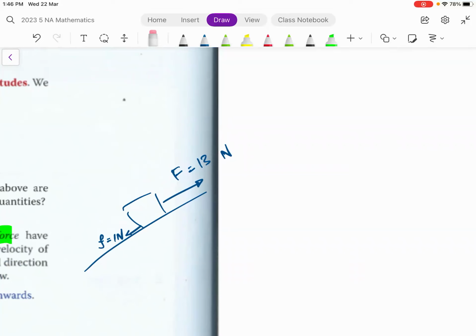Whatever the direction is. But when I draw another force over here, W equals 10 newtons, now the resultant force becomes a little harder to calculate.